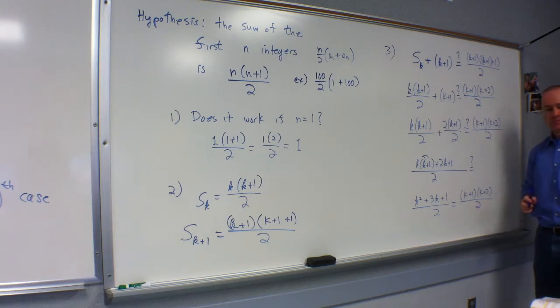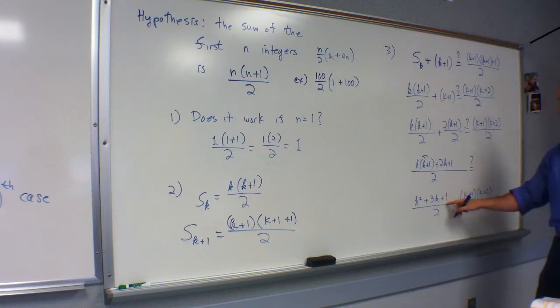You get k squared plus 3k plus 2. I hope plus 1, Tyler.